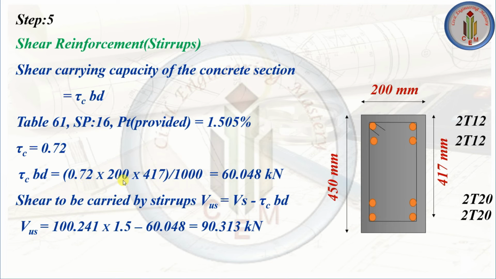Tau c BD is 0.72 multiplied by 200, which is the breadth, multiplied by 417, the effective depth, divided by 1000. So we get 60.048 kilonewton. So this is the shear carrying capacity of the concrete section.